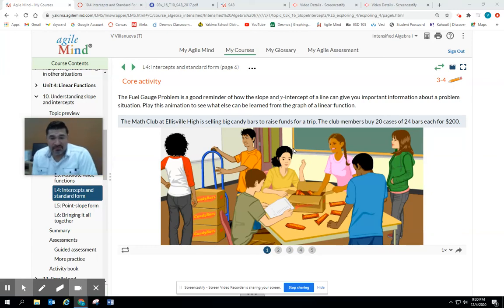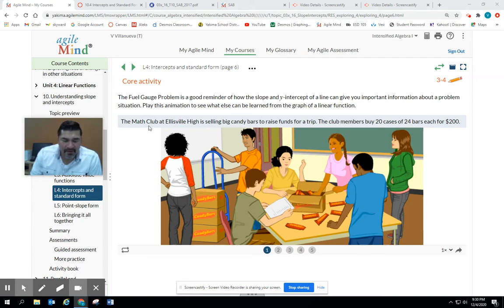Okay, continuing with the core activity, this problem goes with page 444. I will read at the top. It says the fuel gauge problem is a good reminder of how the slope and y-intercepts of a line can give you important information about a problem situation. Play this animation to see what else can be learned from the graph of a linear function.